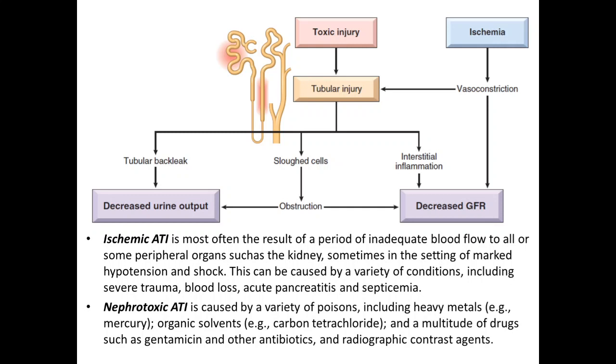And of course, all of these components of this pathway lead to a decreased glomerular filtration rate and decreased urine output. And of course, through obstruction, we can come to these two outcomes too.